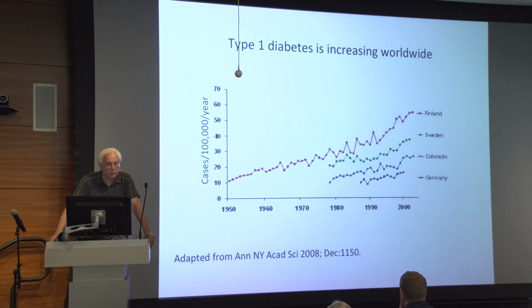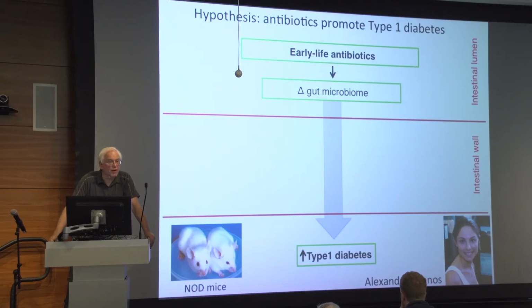Now, the final problem I want to talk about today is about type 1 diabetes. Type 1 diabetes is an autoimmune disease that is doubling in the world every 20 or 25 years, or at least in the developed world where it can be measured. So the question is, why is this autoimmune disease going up so much? Alexandra Livanos, an MD PhD student in the lab, had the hypothesis that antibiotics are promoting type 1 diabetes. And she tested this hypothesis in NOD mice.